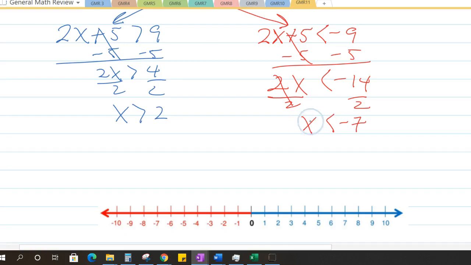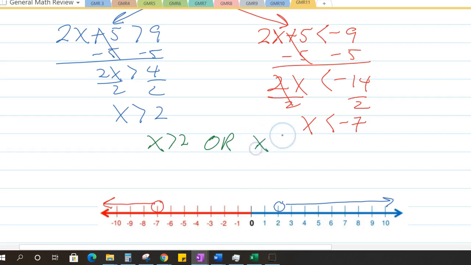If we're to graph this, we have x is less than negative 7, an open circle because it's less than, and it's pointing to the left, so I point my arrow to the left. This says x is greater than. Again, it's an open circle at 2. It's pointing to the right, so I point my arrow to the right. Because these are pointing in opposite directions, I know that my answer is an or. So we say x is greater than 2 or x is less than negative 7.